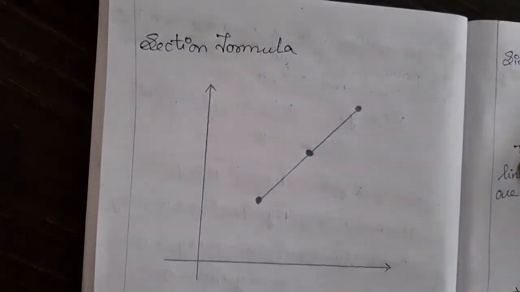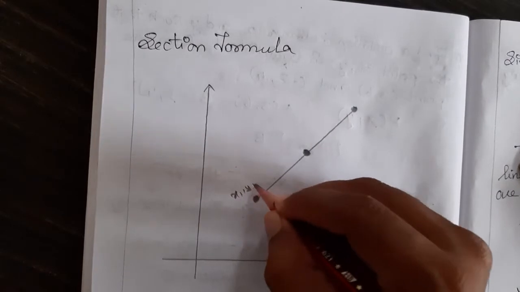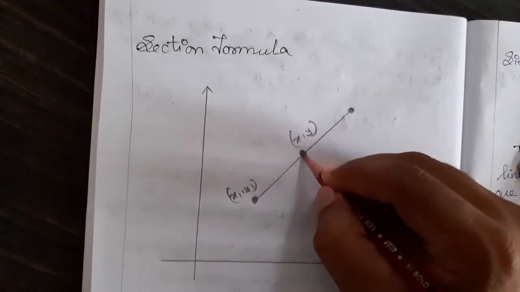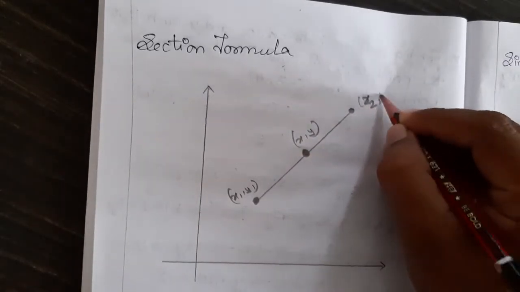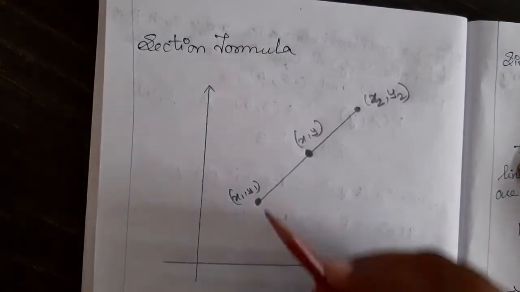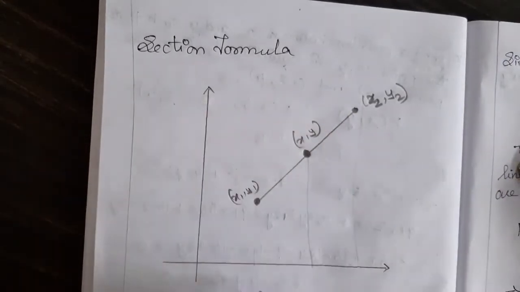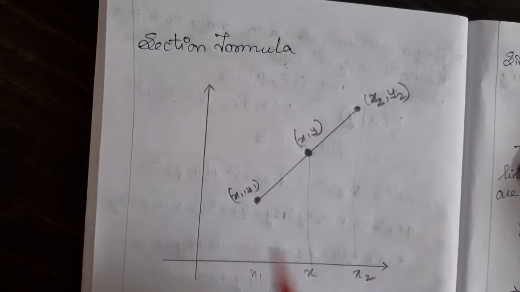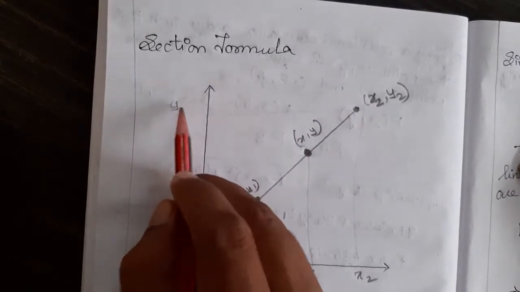So let me consider this first point as x1, y1, and this as x, y, because we are going to derive this point, and this point as x2, y2, right? As previously we have seen, the x1, and this is the x point, and this is the x2. The same here, y1, and this will be the y, and here this will be the y2.